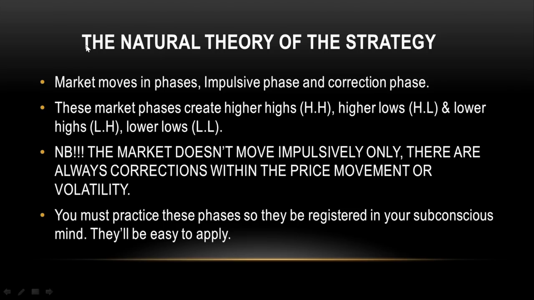The nature theory of the strategy. The market moves in phases, we all know that, right? Impulsive phase and a correction phase. These market phases create higher highs, which is HH, and then create higher lows, which is HL. And also, they create lower highs, which is LH, and also lower lows, which is LL. But guys, note something.